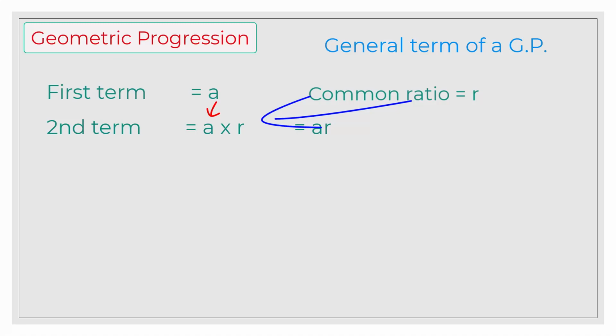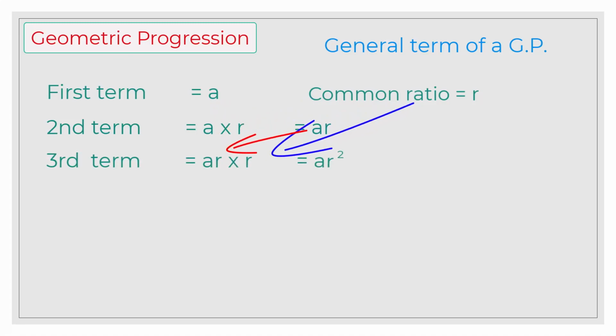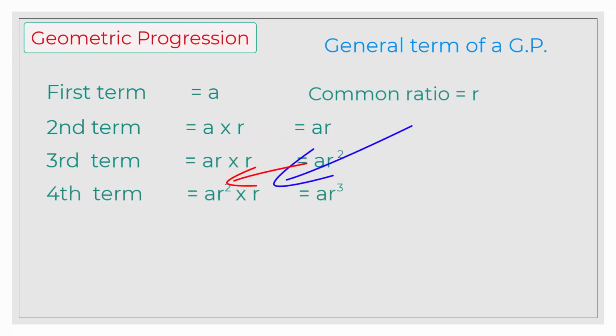Now the third term is obtained by multiplying the second term by the common ratio, and in the same way the fourth term also can be found and so on.